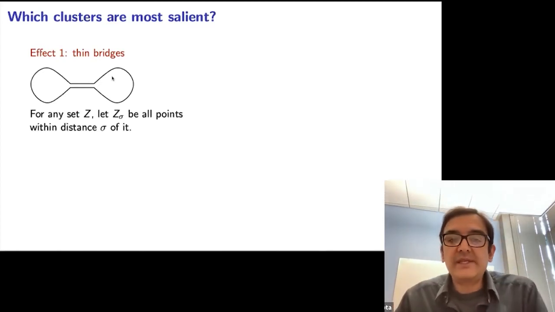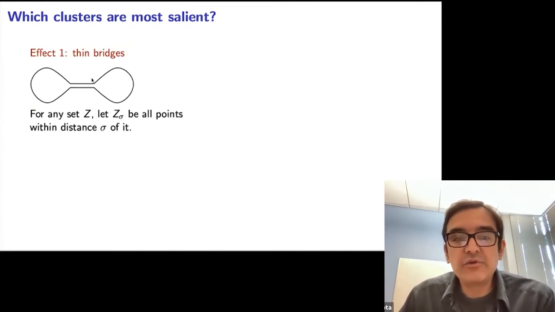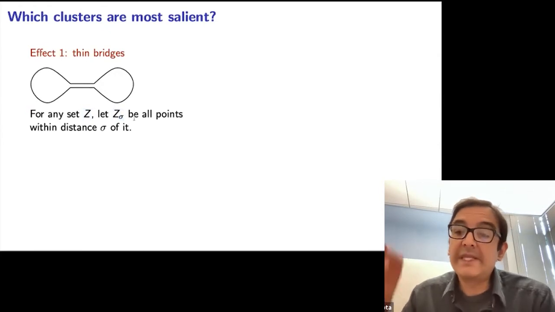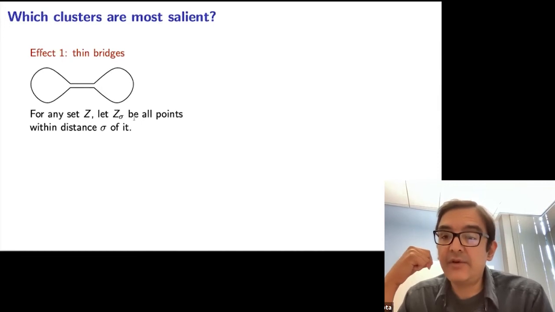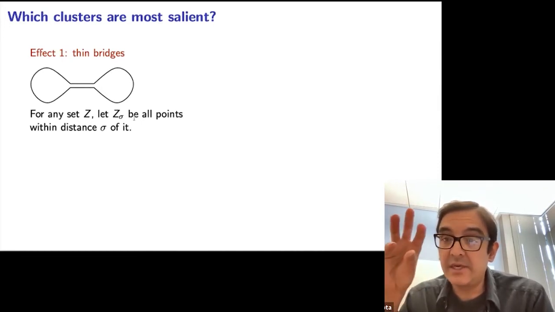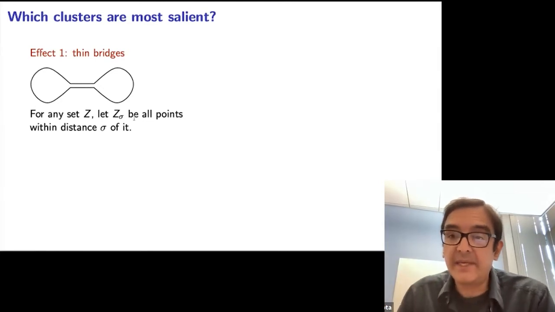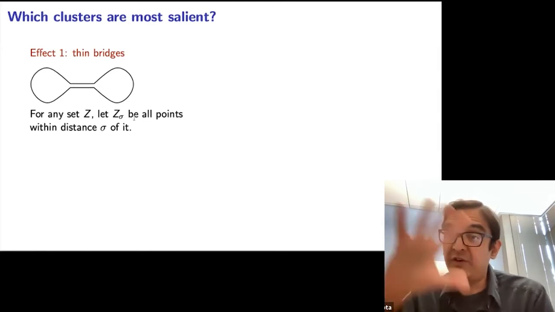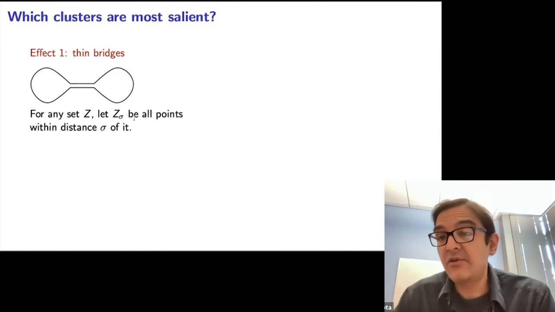So to deal with this, we just introduced the notion of a buffer zone, where for any set Z, we let the buffer zone Z sub sigma be all points within distance sigma of Z. So it's the Minkowski sum of Z and just a little ball of radius sigma. So that's the buffer zone around a cluster or around a set.